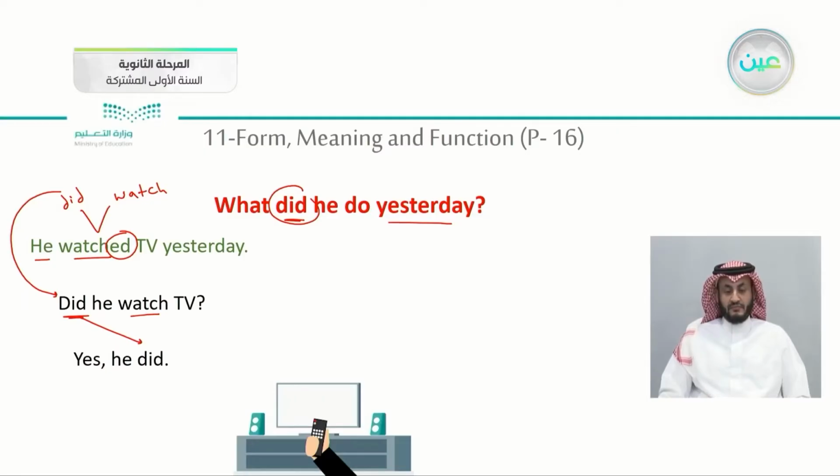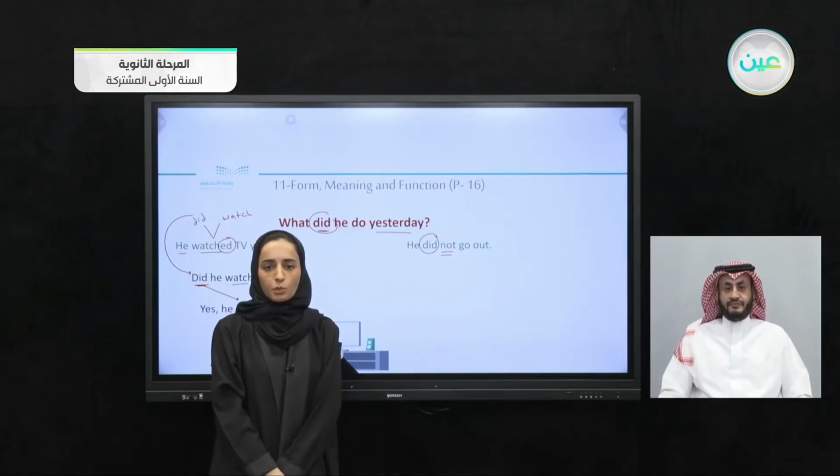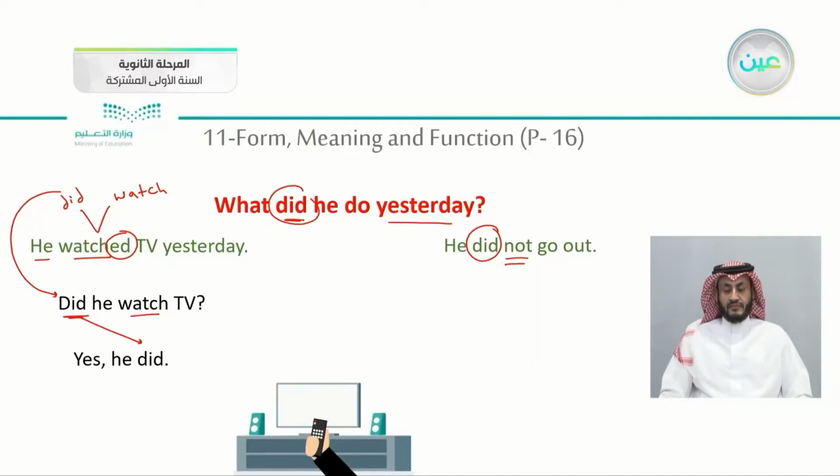How about a negative question in here? He didn't go out. Notice, because we have a negative, not, we used the did. No, he did not go. Not went, go. So let's ask a question. Did he go out? We use the did that is in the negative in here. So we use did he go out? What do you think? No, he didn't go out. So no, he did not. He didn't go out.